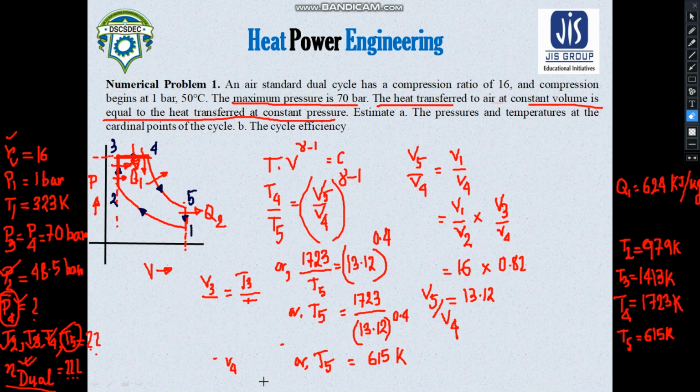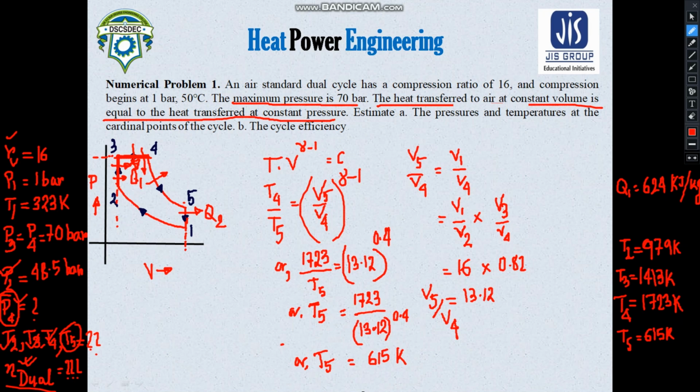Okay, so I will just clear these things here. So this V5 by V4 becomes 13.12, and what do we do here? We put the value of T4 as 1723 Kelvin divided by T5 equal to 13.12 to the power 0.4, and thereafter we can find T5 as 1723 divided by 13.12 to the power 0.4, which ultimately gives T5 as 615 Kelvin. So thereafter we have found the value of T5.